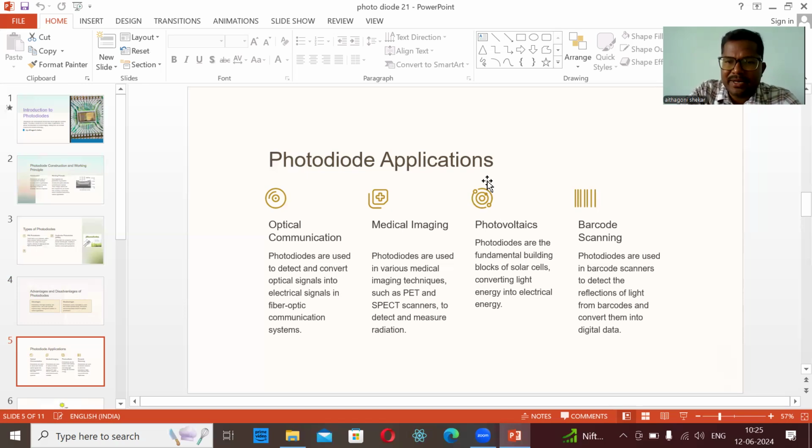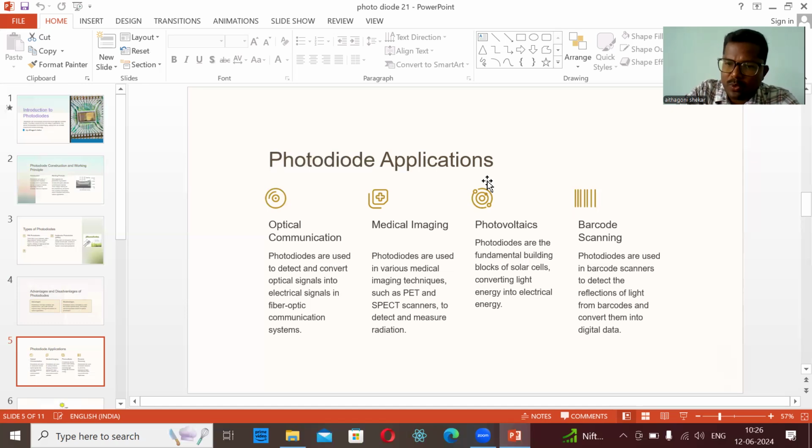Photovoltaics. Photovoltaics are the fundamental building blocks of the solar cell. A solar panel has a number of arrays, and an array is a number of solar cells. Each solar cell is created by a photodiode, so this is the fundamental building block of the solar cell.